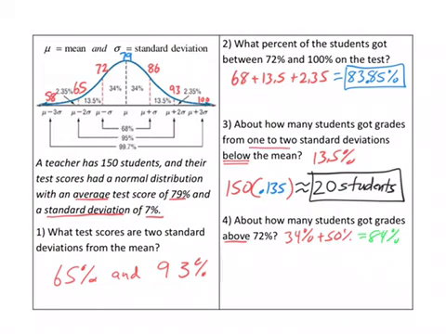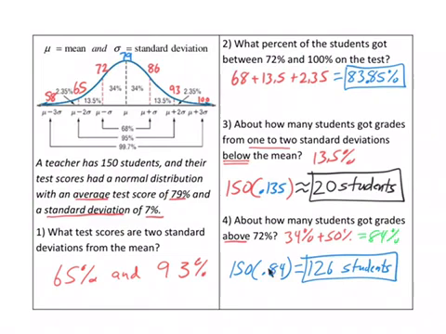Now, how do you find 84% of 150? Just like this. I'm going to take 150 students times 84%, which is 0.84, which would be 126 students, which hopefully makes sense because 84% of that, 126 sounds about right.